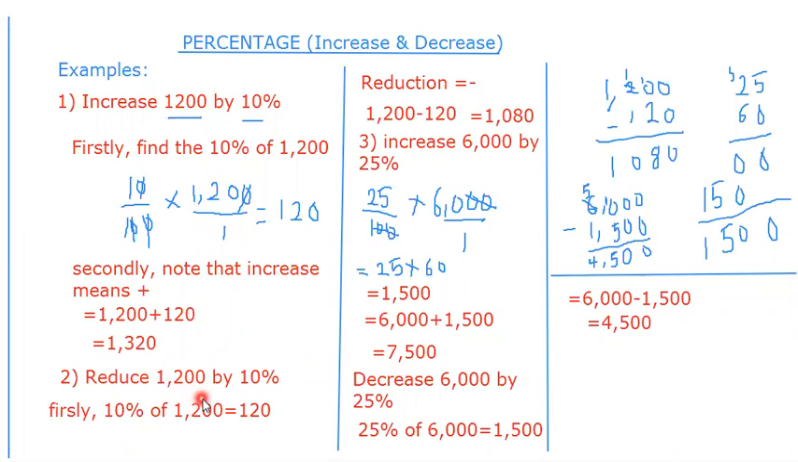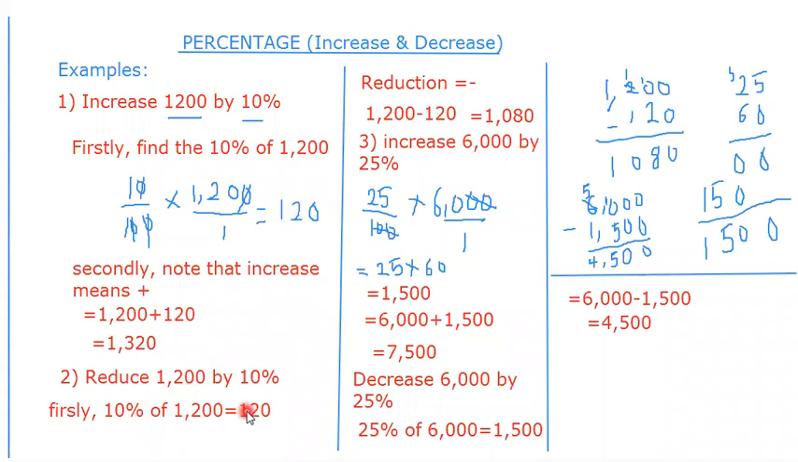So using the same question, this time around you want to reduce. Reduce 1,200 by 10%. So the first thing you have to do is to find 10% of 1,200, which we found here. So that is the reason we didn't go through that again. So firstly, 10% of 1,200 is 120 because we've worked it out here before this question.